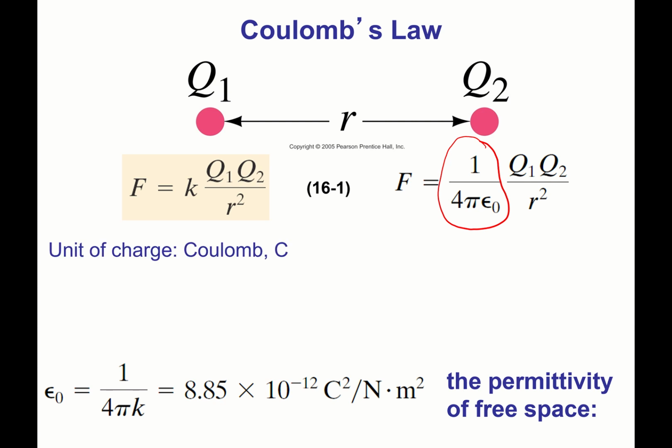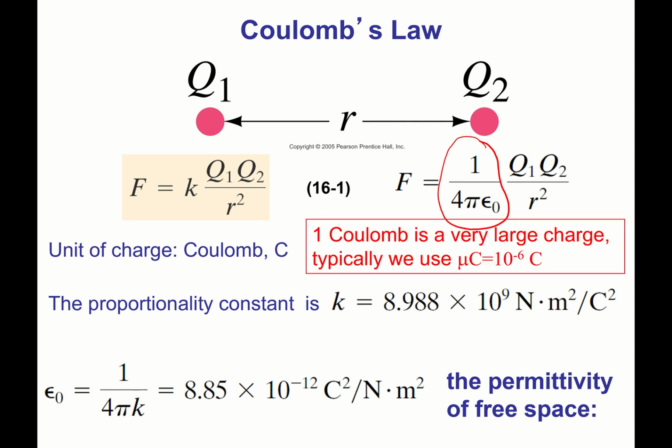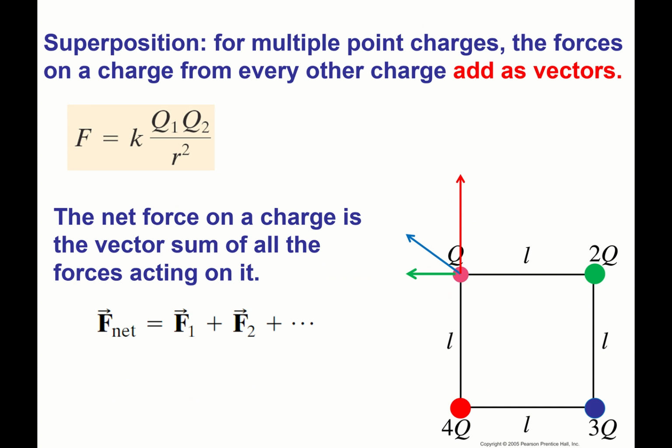The unit for charge is a coulomb, and that proportionality constant K, if we put in what epsilon naught is, is just equal to 8.988 times 10 to the 9, and usually we'll just shorten that to be 9 times 10 to the 9 when we do our calculations. So 1 coulomb is a very, very large charge, and usually in the problems you'll see microcoulombs. Remember, micro is 10 to the minus 6, or nano, 10 to the minus 9, or sometimes even picocoulombs, which is 10 to the minus 12 coulombs.